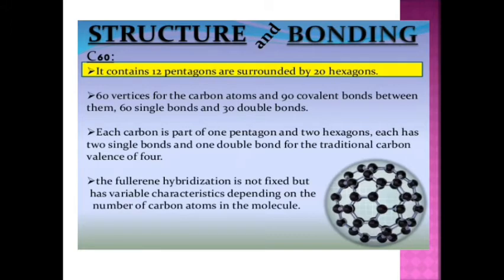Structure and bonding of C60. C60 fullerene consists of 12 pentagons surrounded by 20 hexagons. Here, there are 60 vertices for the carbon atoms and 90 covalent bonds between them: 60 single bonds and 30 double bonds. Each carbon is part of one pentagon and two hexagons. Each has two single bonds and one double bond for the traditional carbon valence of 4. The fullerene hybridization is not fixed but has variable characteristics depending on the number of carbon atoms in the molecule.